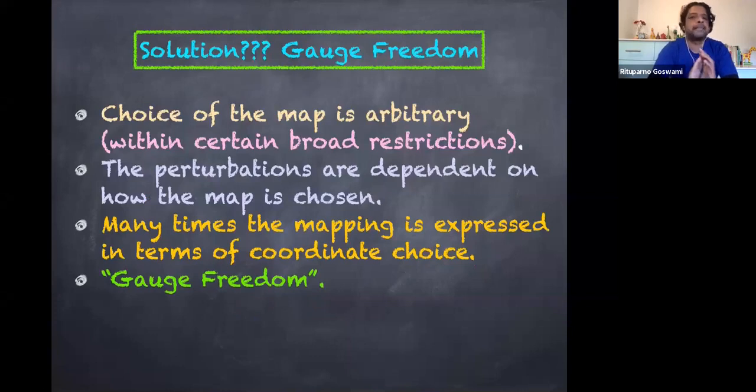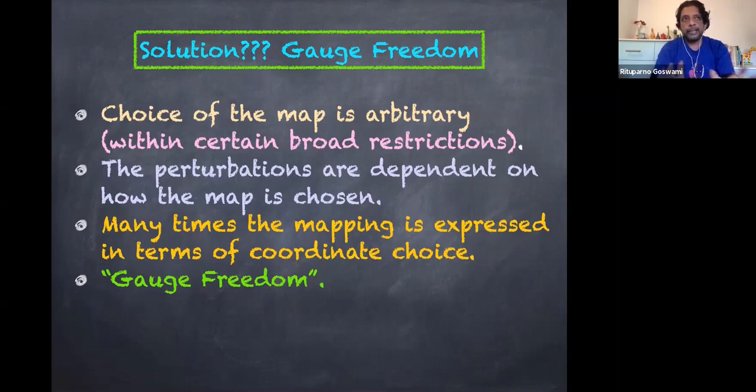So the choice of this map is absolutely arbitrary, within certain very broad restrictions, of course: the mapping should preserve causality, that we cannot travel in time. It has to be a causal map. The map has to preserve energy conditions, and so on and so forth. But these are very broad restrictions. Within this broad restriction, whatever map we choose is fine. So what happened in the Sheldon Cooper case was that both were doing a separate map from the idealized universe to the real universe. And then the perturbations depend on how the map is chosen.